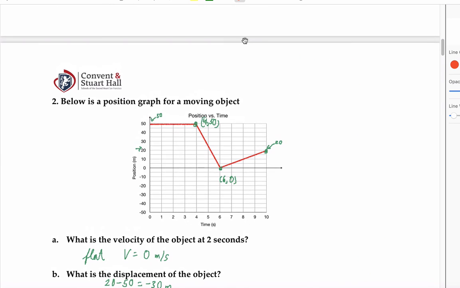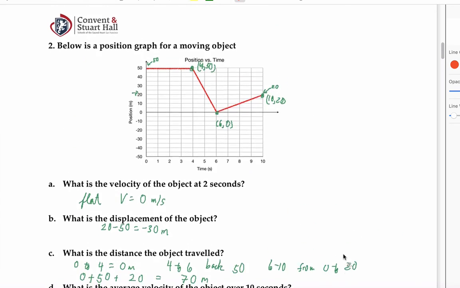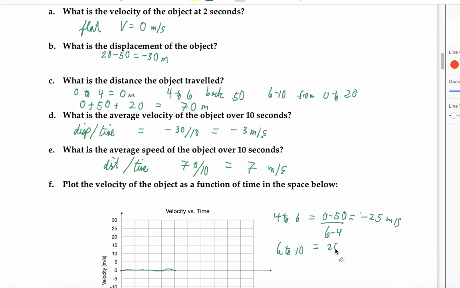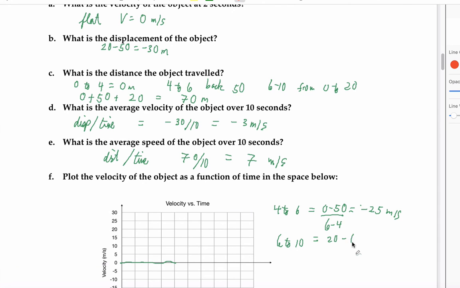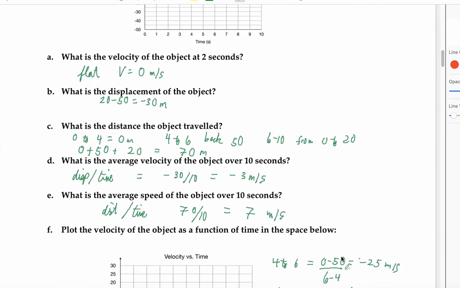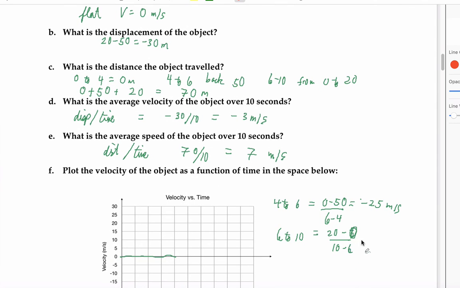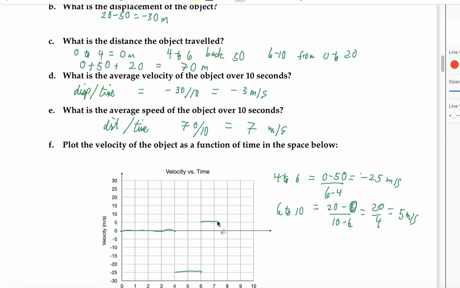And then for the last part, we're going forward again. We go from 6, 0 to 10, 20. So from 6 to 10, we'll use that rise over run. That's going to be 20 minus 0 over 10 minus 6. So that's going to be 20 over 4, which is going to be 5 meters per second. So we'll plot that right here. And that's problem number 2.